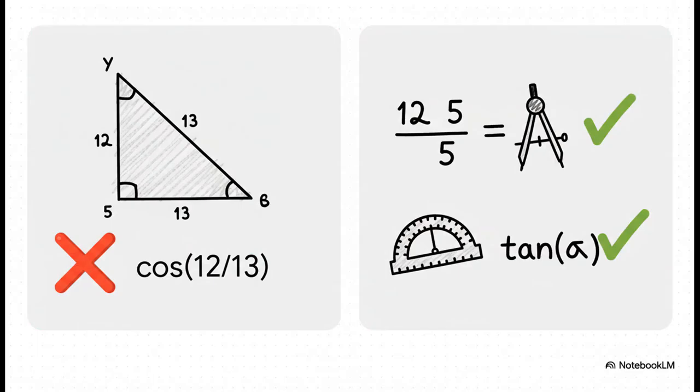Dr. Bernard actually calls this mistake the most serious one because it really shows a misunderstanding of what sine and cosine even are. You have to remember, cosine is just a ratio. It's adjacent over hypotenuse. The fraction 12 over 13 is the cosine value. So plugging that fraction back into the cosine function on your calculator is like asking what's the cosine of the cosine. It's a completely meaningless question. You either use the fraction or you use the angle with cosine, but you never ever use both.